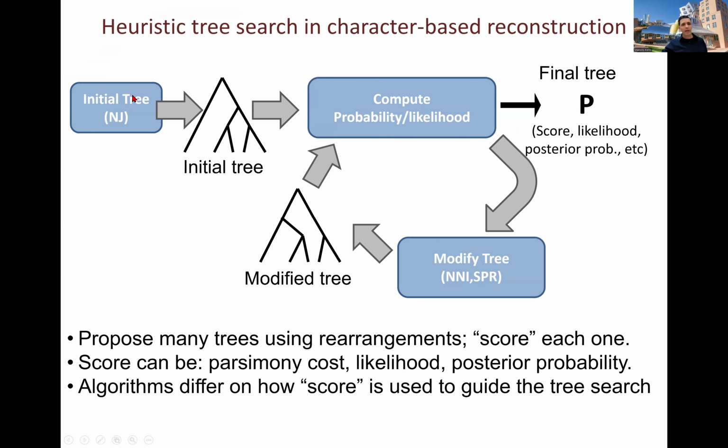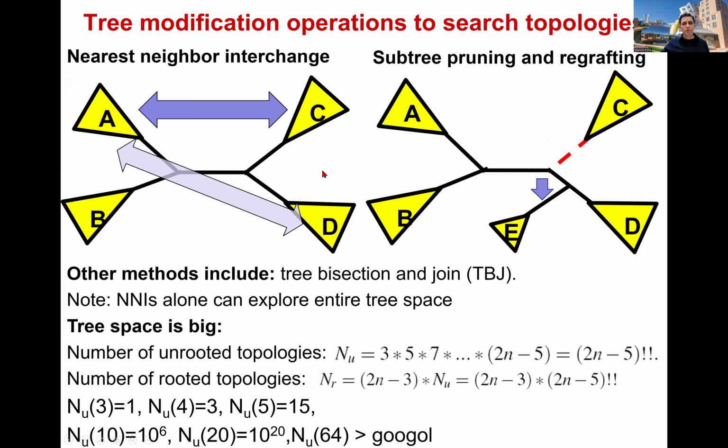So I'm going to initialize maybe with a neighbor joining tree, because that's a fine algorithm. It works well a lot of the time. And then I will compute the probability of that tree, given what we just talked about. And then I'm going to modify the tree using some kind of operations. What are these operations? Well, I could do nearest neighbor interchange. That basically says, I have A, B, C, D this way. I'm going to change it so that it becomes B, D, A, C. Sounds good? So that's a nearest neighbor interchange event.